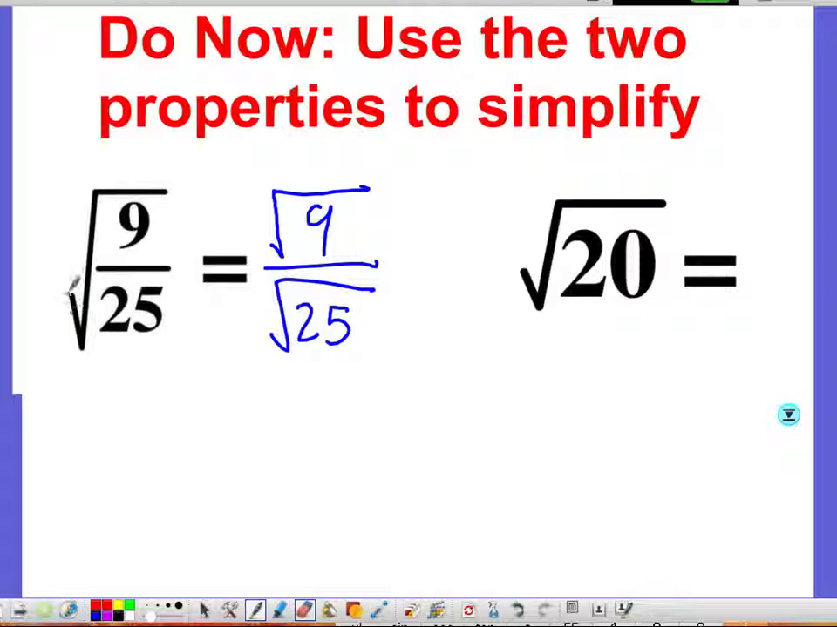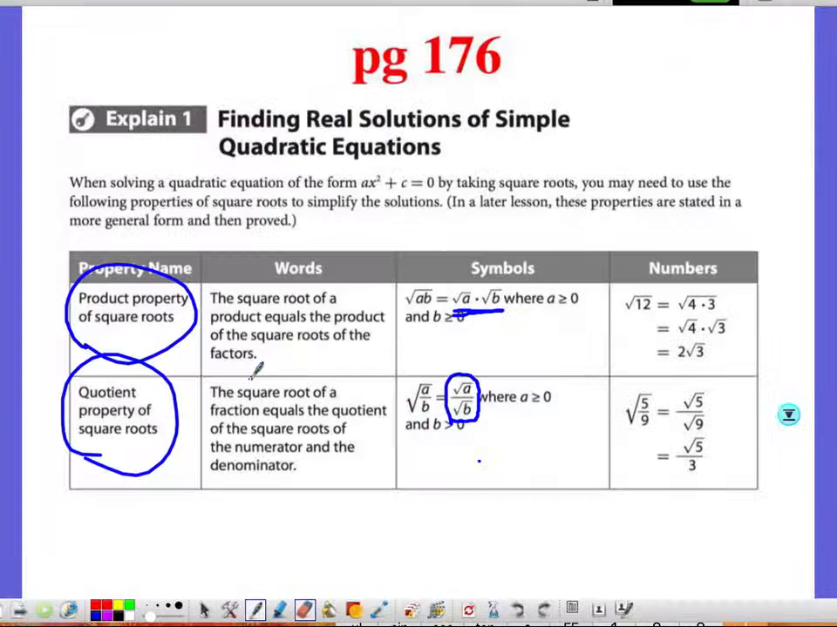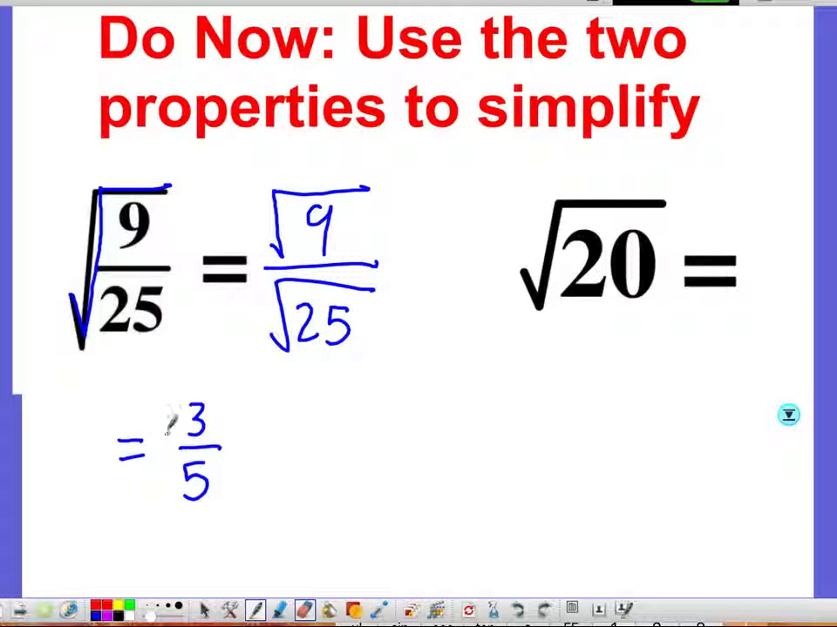Okay, so can you see how we took the quotient property of square roots from one square root into 2 different square roots? And basically, let's see what we have now. Can we find the square root of 9 and the square root of 25? Well, yes. That's going to be 3 over 5. Remember, these are both perfect squares. And remember, every time you take the square root of something, you have to put plus or minus.